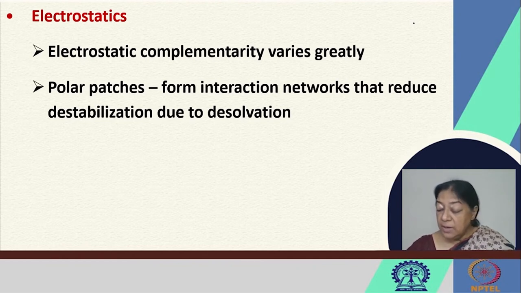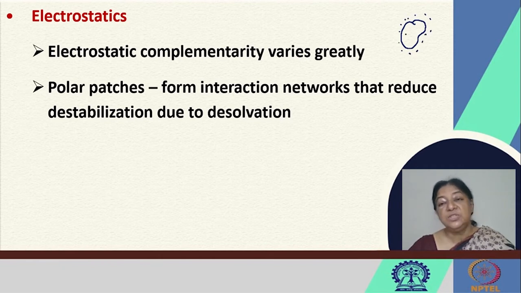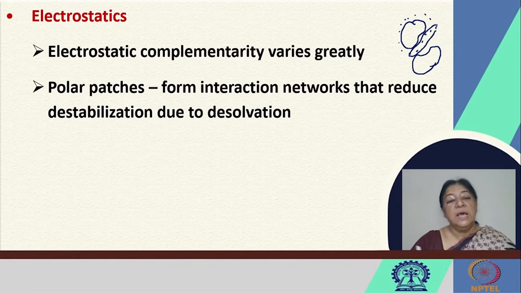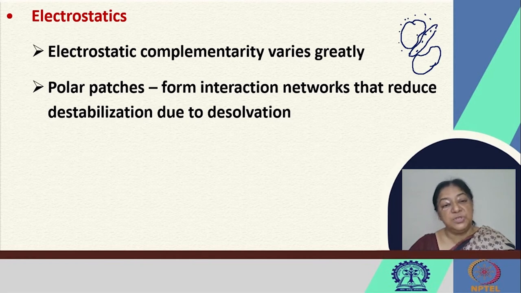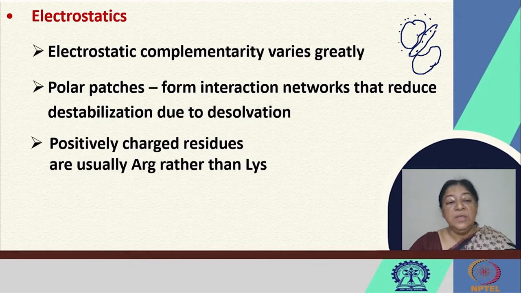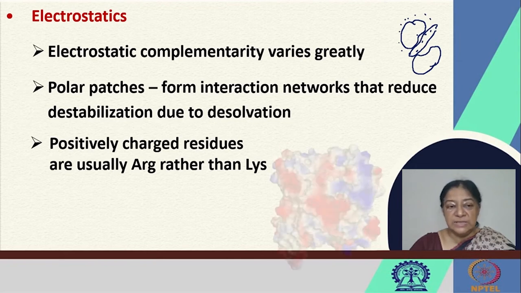We have to remember that when we have the protein molecule, it is surrounded by the water molecules that solvate the protein molecule. Now, if we have another protein molecule that is going to come to interact with this, the interface water residues are destabilized due to the desolvation process when we have the complex formation. So the interaction network could involve polar patches. We will also see how some water molecules can also be present in the interface. They have positively charged residues that are comparatively more arginine than lysine.